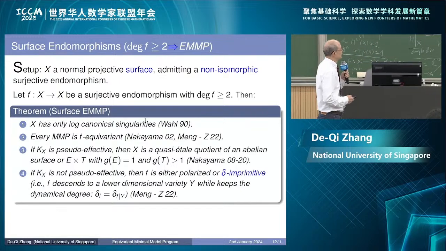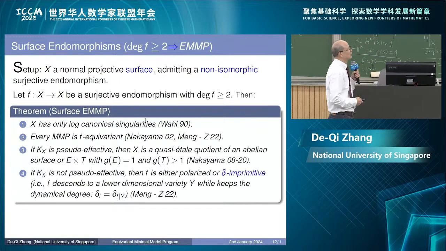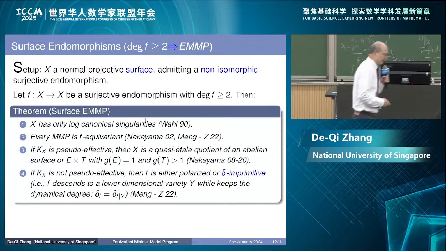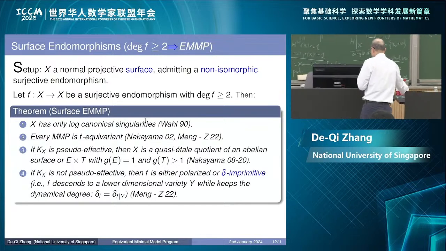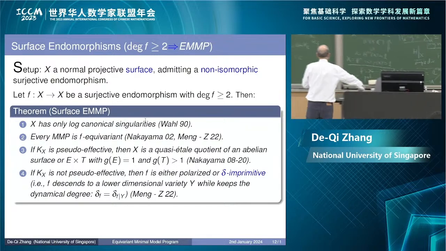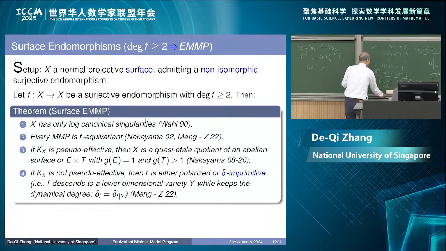Then first, the singularities are not so bad. They are log canonical. Actually, I can give a definition of log canonical. Algebraic geometry is not really hard. So we can.